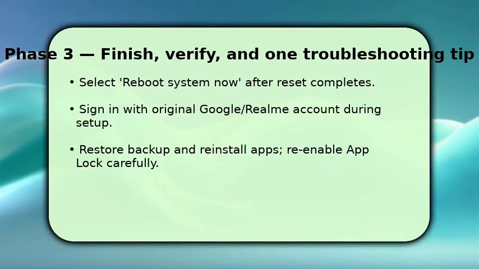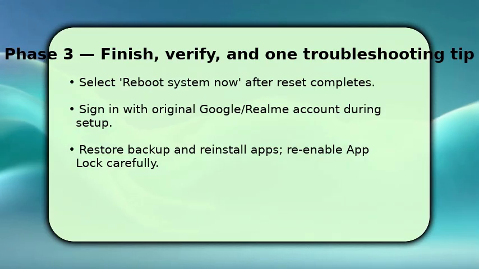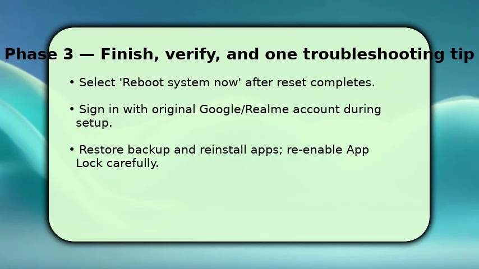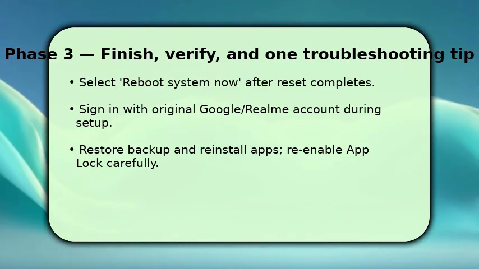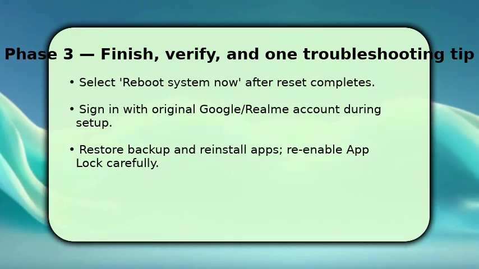After setup, restore your files from the PC or OTG, reinstall apps, and reconfigure app lock cautiously. If the phone hits FRP or a boot loop, try reflashing official firmware with the Realme tool or contact support. That fixes most remaining failures.